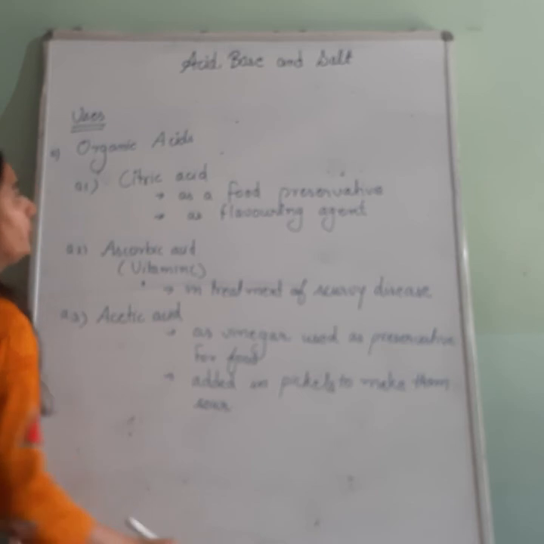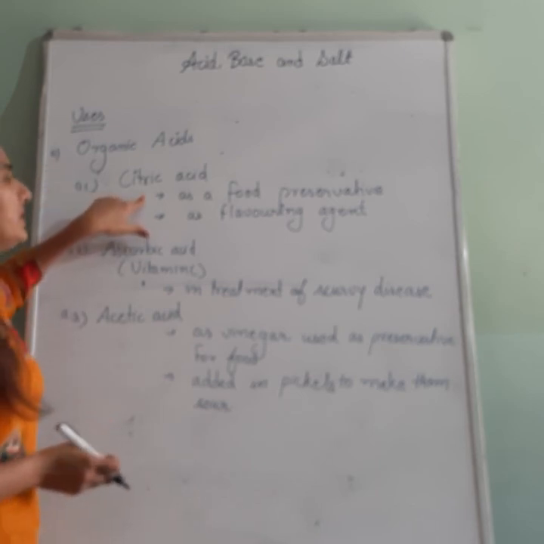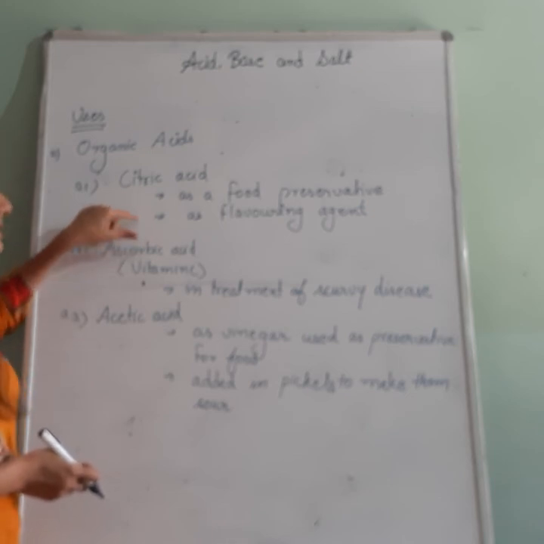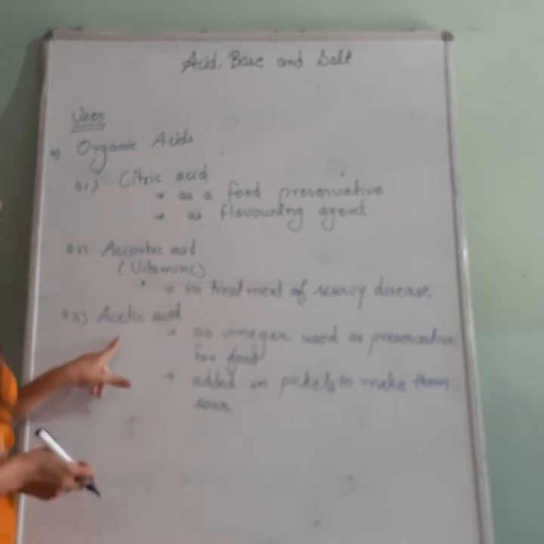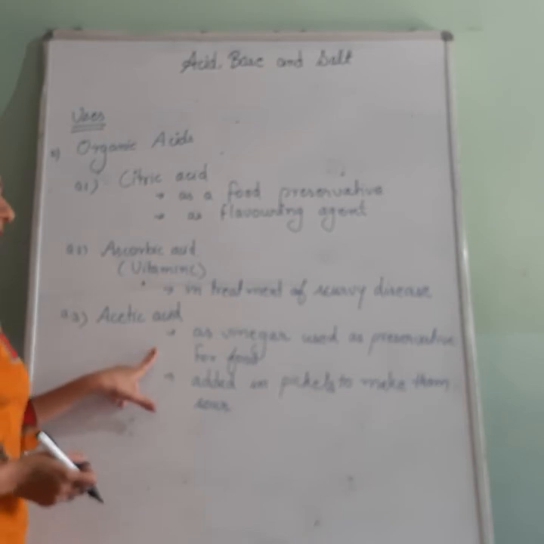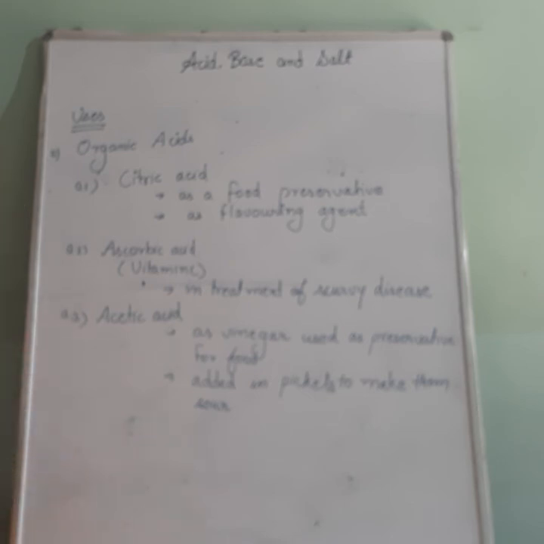नोट कीजिए इसको. फर्स्ट वन इज citric acid is used as food preservative as a flavoring agent. Second one is ascorbic acid used in the treatment of scurvy disease. Acetic acid as vinegar used as preservative for food, added in pickles to make them sour. Note कीजिए. In the next acid we discussed about tartaric acid.